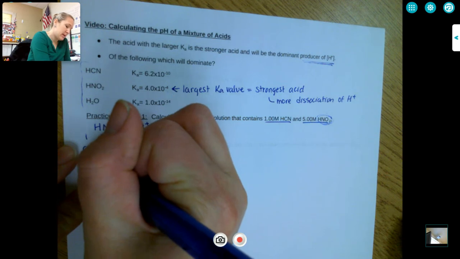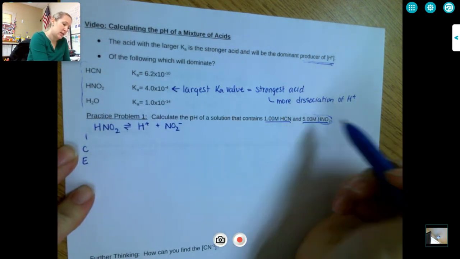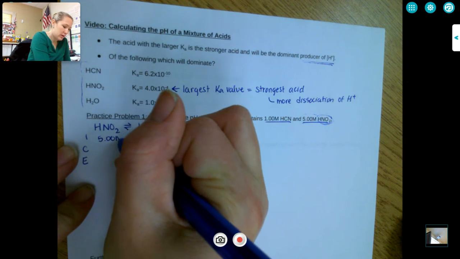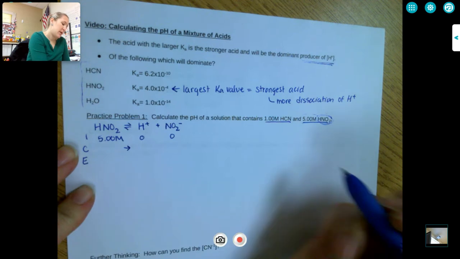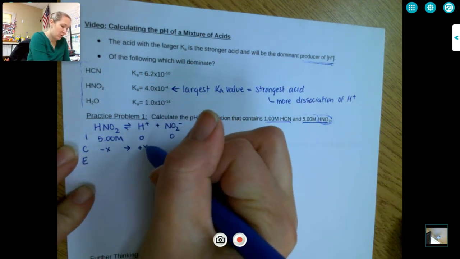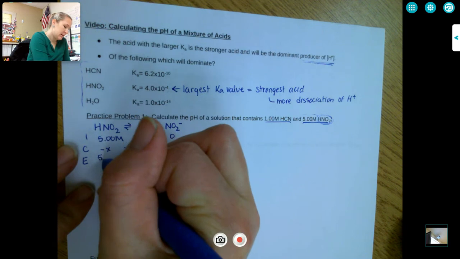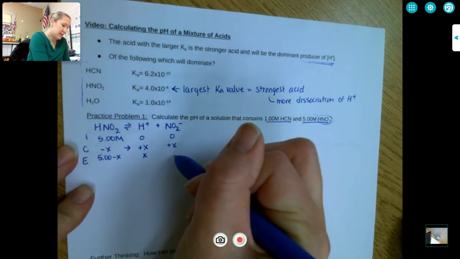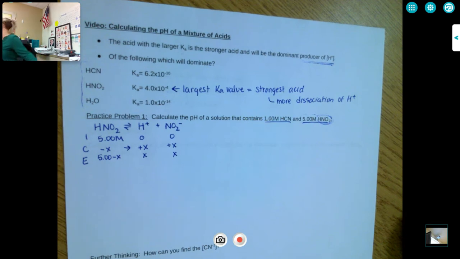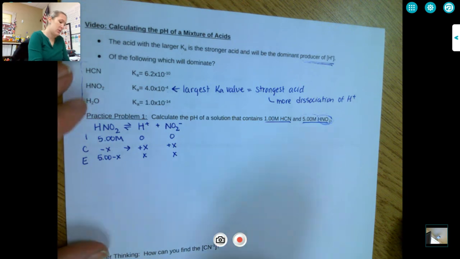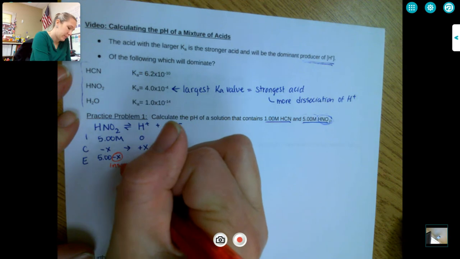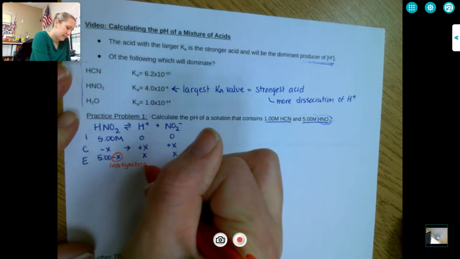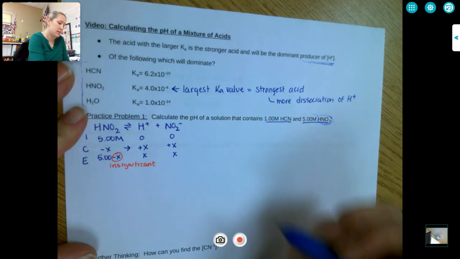It's in equilibrium, and I'm given an initial concentration of 5.0 molar, and then it hasn't dissociated yet, so those are 0. I make my ICE chart. Minus x, these are all 1 to 1, so plus x, 5 minus x, x, and x. Just like before, these are weak acids, so the amount that our concentration changes is insignificant. So we can ignore that x.